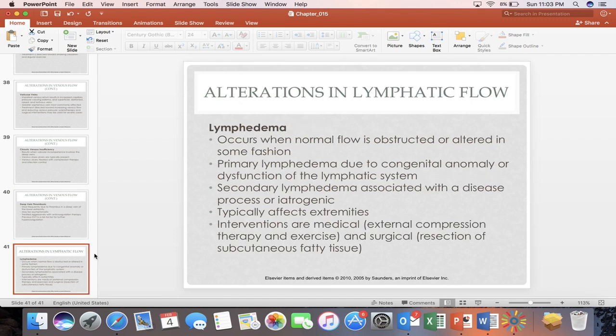Lymphedema. Lymphedema occurs when normal flow is obstructed or altered in some fashion. Primary lymphedema is due to a congenital anomaly or dysfunction of the lymphatic system. Secondary lymphedema is associated with a disease process or is iatrogenic. It typically affects the extremities. Interventions are medical, external compression therapy, exercise, and surgical resection of the subcutaneous fatty tissue.